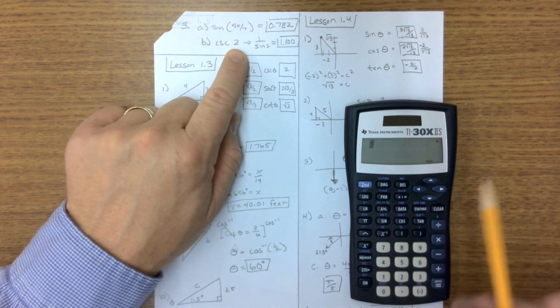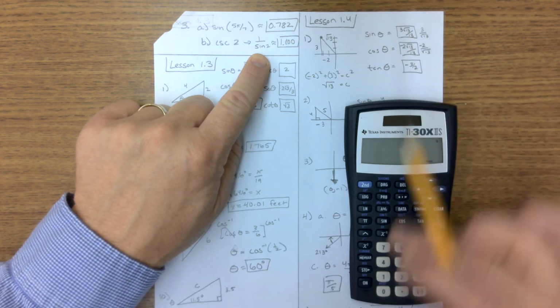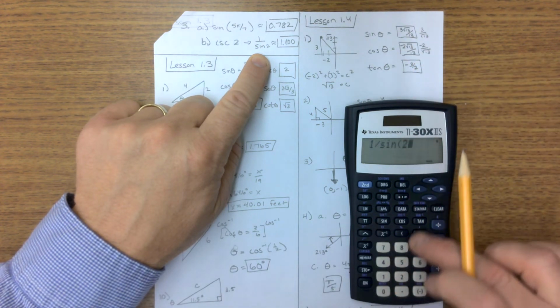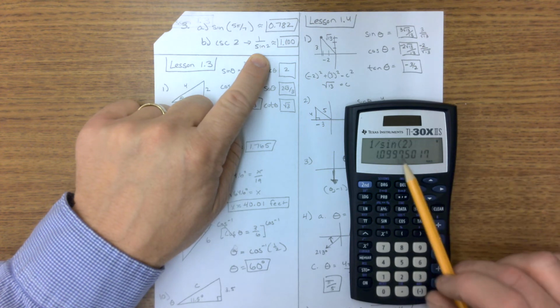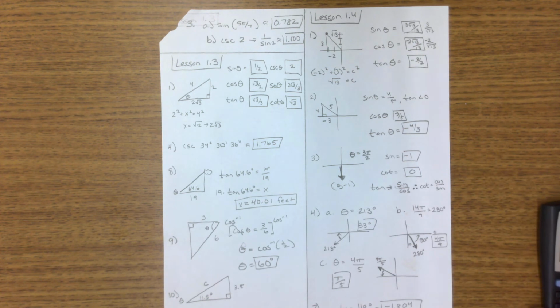Cosecant of 2. Well, I don't have a cosecant button, but I do have sine, and I know the reciprocals, so I'm in radians. 1 divided by sine of 2 is 1.09. All right, lesson 1.3, going on to some trig functions here.